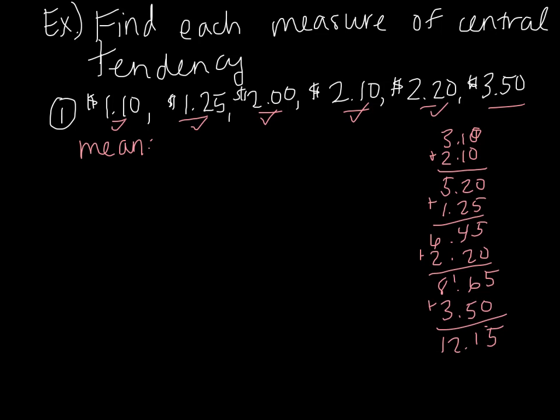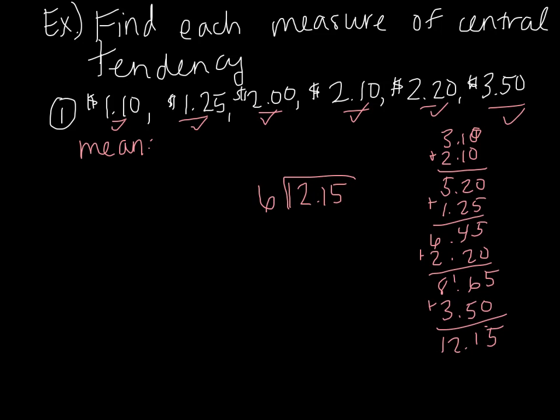No, it is not. If you look back at your definition of a mean, we have to add them up first. Then we have to divide by the number of values. So I have 1, 2, 3, 4, 5, 6 values here. So I have to take $12.15 and divide it by 6.